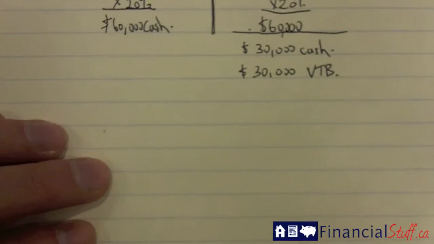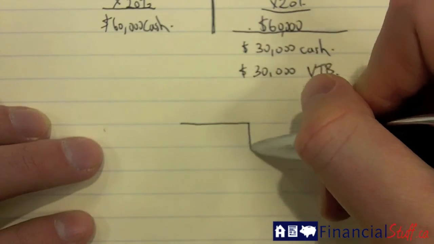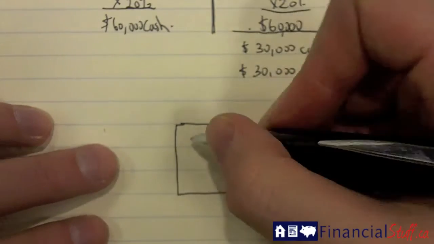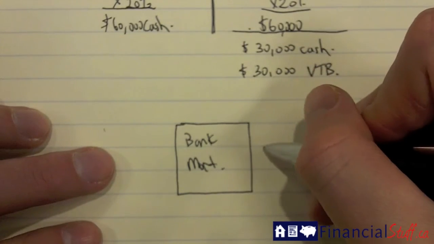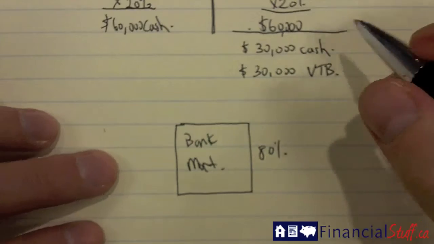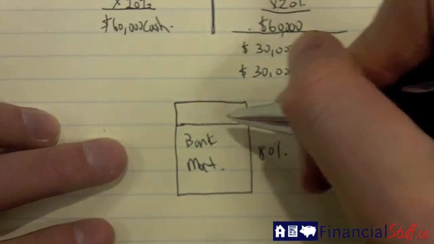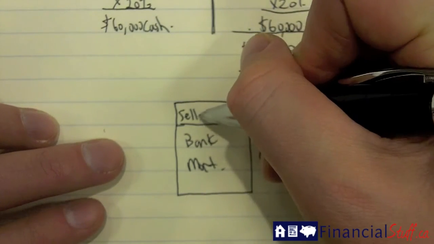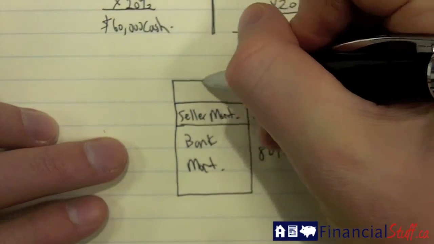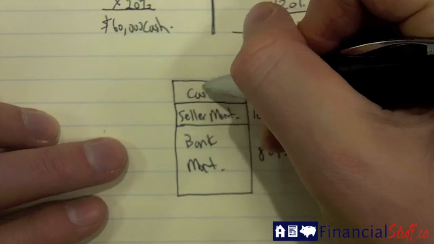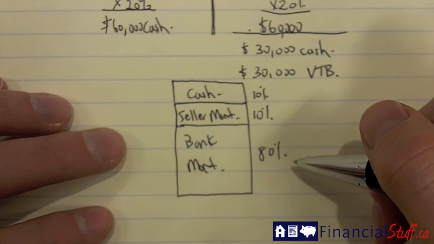So what does this look like on title? It's a little bit confusing if you've never seen this before. On title, obviously, you'd have the bank mortgage, and that's usually 80% of the value of the property. Then from 80% to 90%, you'd have a seller mortgage, where the person you're purchasing the property from would have a mortgage on there too. Then that other 10% is your cash, or your equity.